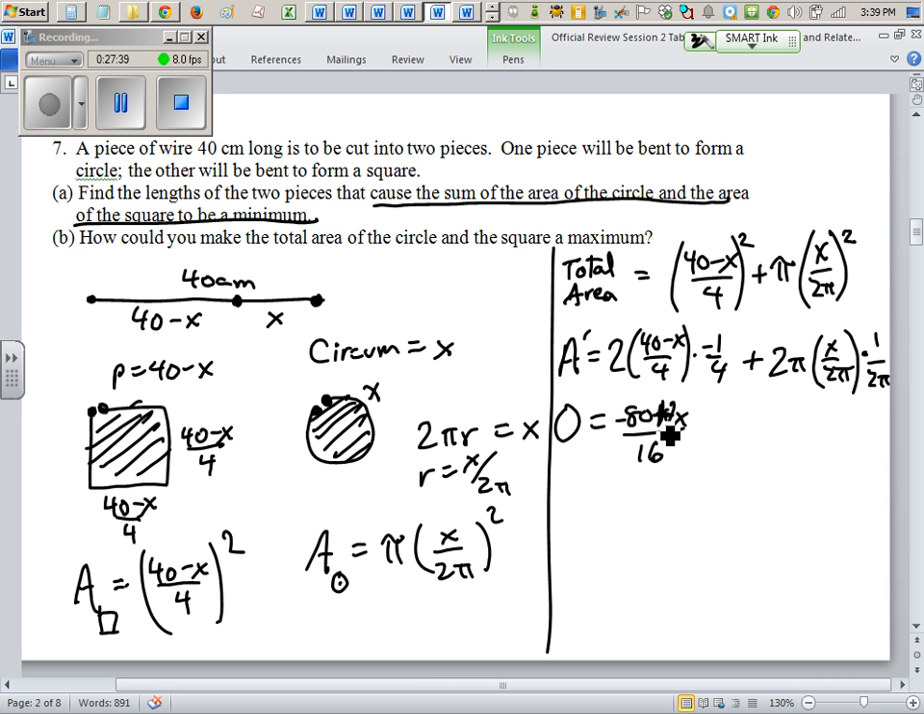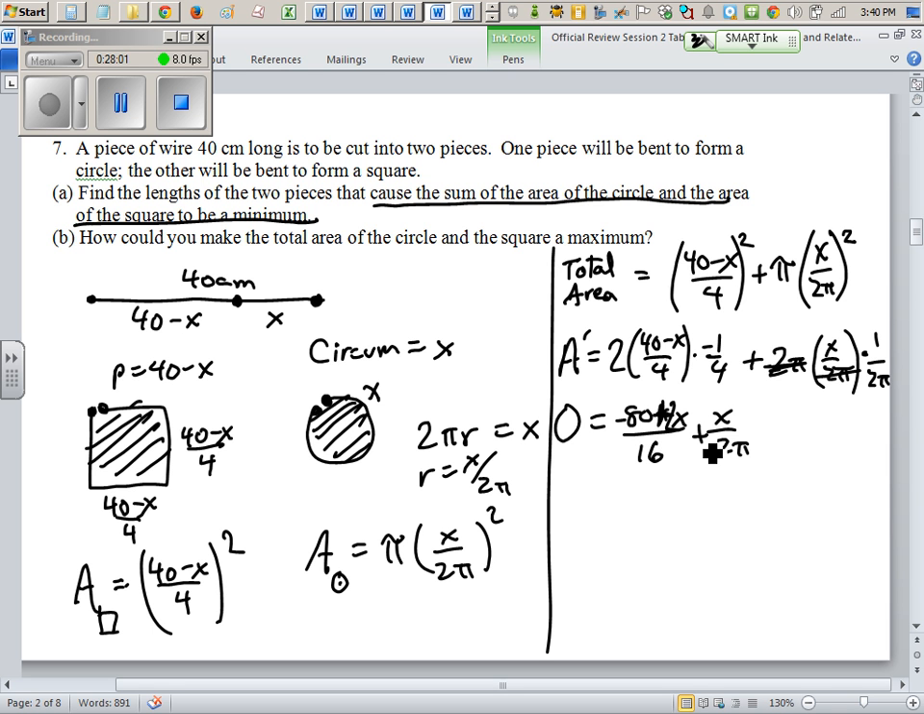Shouldn't the derivative of the inside be 2 plus or 4 plus? No, the derivative of the inside is negative 1/4. Negative 80 plus 2x over 16. And the other one, this 2 pi actually cancels, and you just basically get x over 2 pi. You try to solve for x.